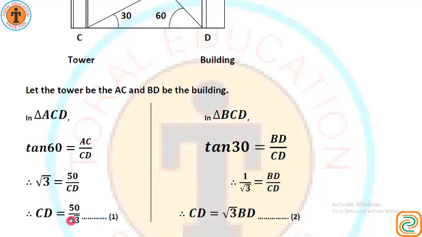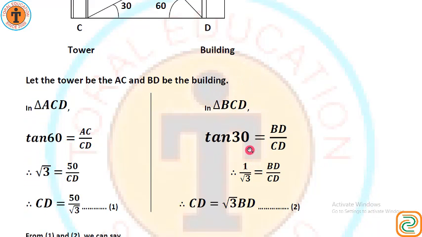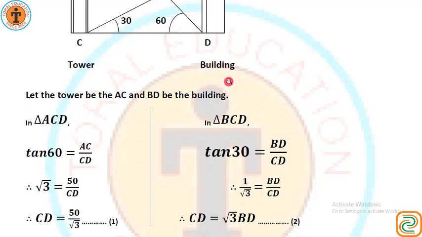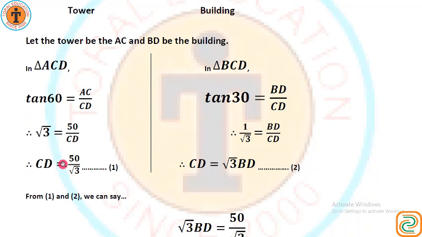We got CD. In triangle BCD, this smaller one, tan 30 equals BD upon CD again. So BD upon CD is 1 upon root 3. We don't have BD, but we have CD. From 1 and 2, CD equals this and CD equals this, so we can compare both of them.